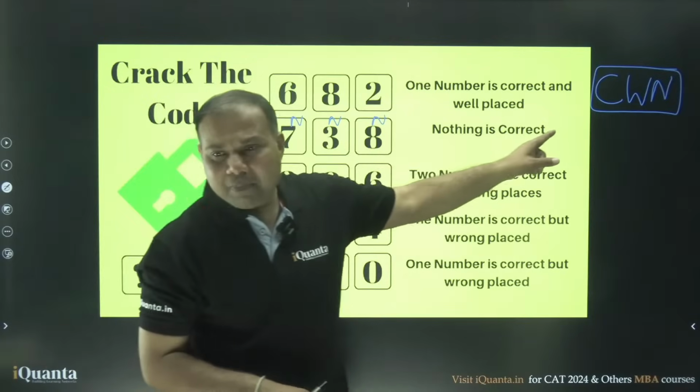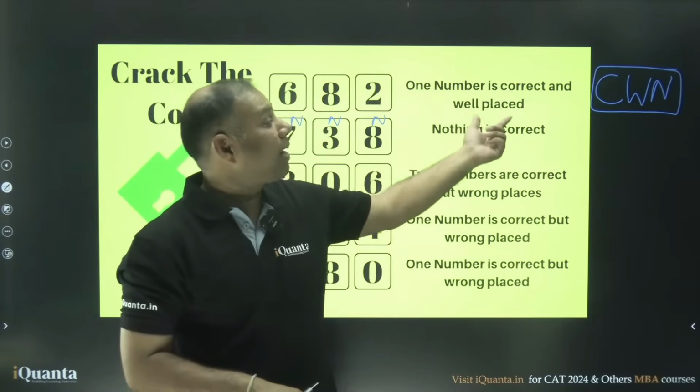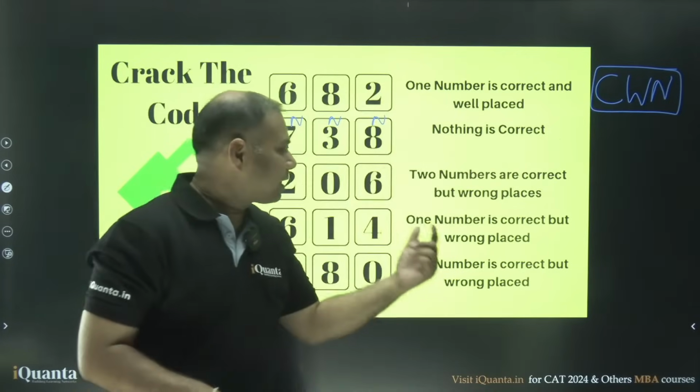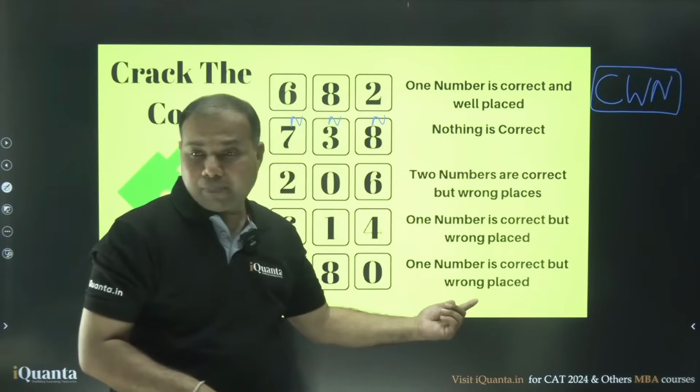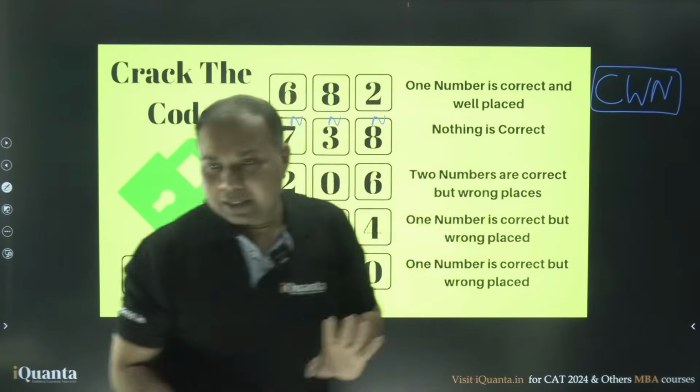So we have made this denotation here, CWN. C refers to a digit which is correct and well placed also. It is placed correctly. And W refers to a digit or number which is correct but wrongly placed. And N for the number which is not correct, which is not to be used. यहां तक की बात ठीक है.